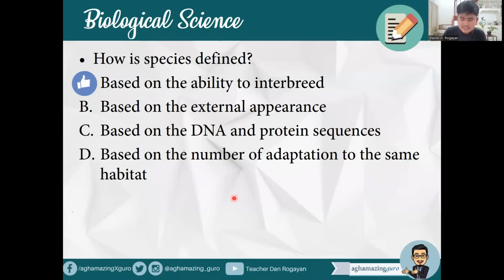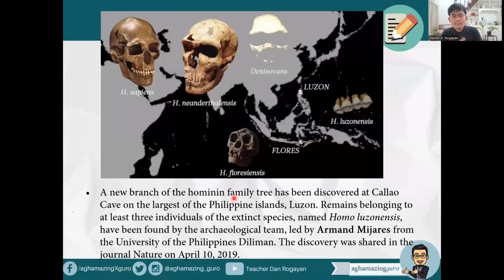Okay, that is correct. So I mentioned this, I think, in my last presentation, that there is actually a new branch of the hominin family. Pag sinabing hominin, that's the family, or hominid, Hominidae, no? Human, family of humans, has been discovered at Callao Cave on the largest of the Philippine islands, Luzon, specifically in Callao Cave in Tuguegarao. I mean in Cagayan. Remains belonging to at least 3 individuals of the extinct species.